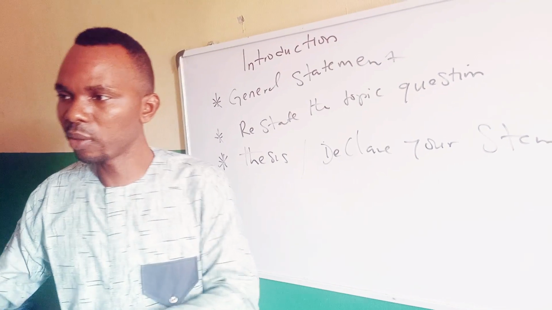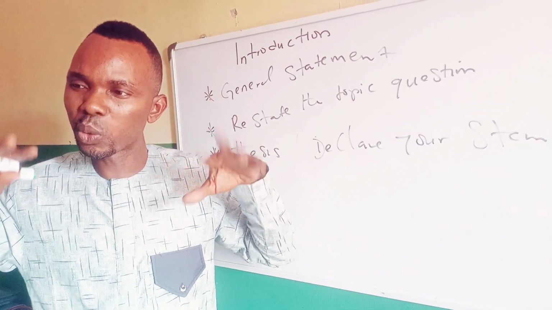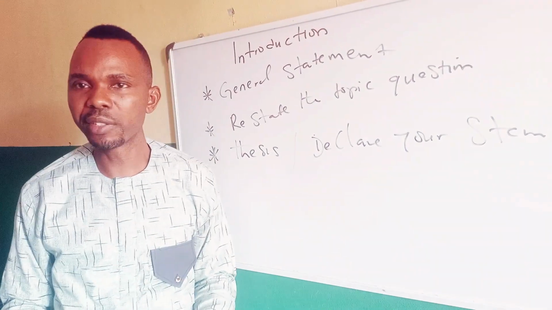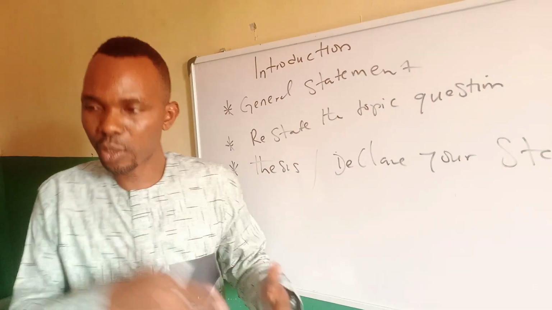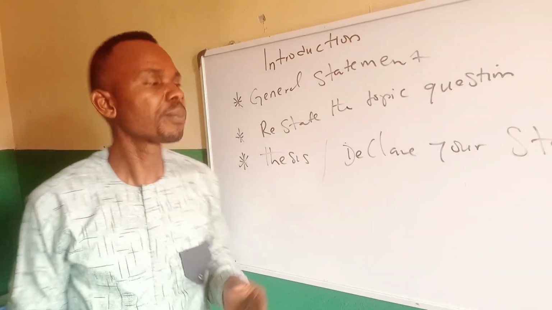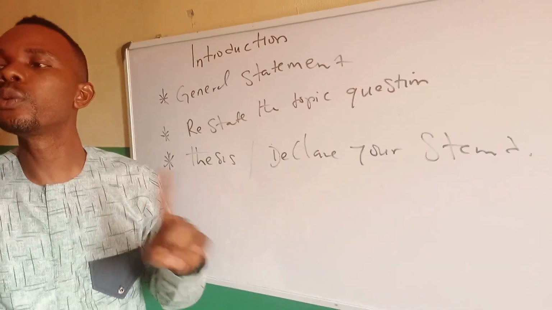Because there's a way I can define something to you: a noun is a name of blah, blah, blah. And then I ask you to say it in your own words. When you're able to say it in your own words, it gives me the conviction that you have understood that topic. So you restate the topic in your own words, but don't lose the meaning.